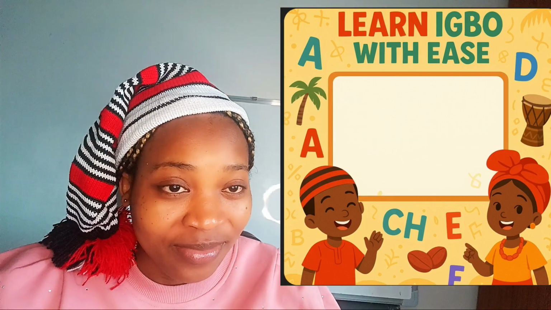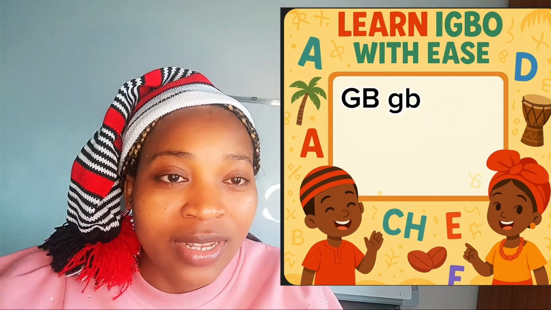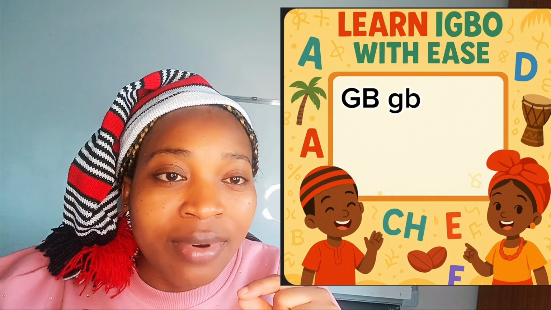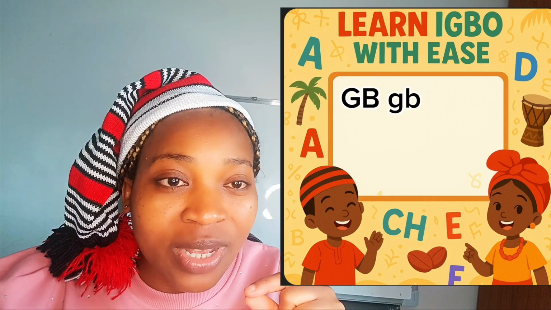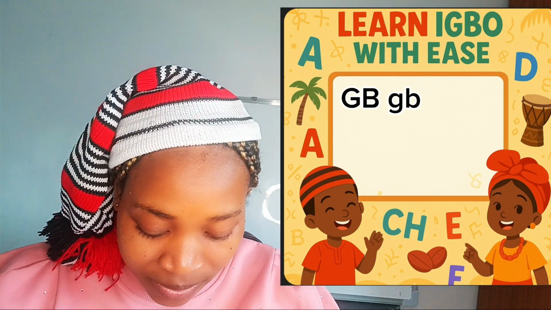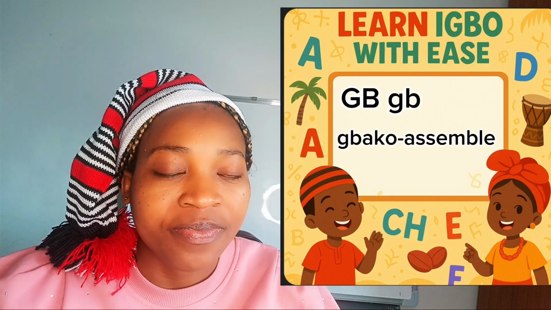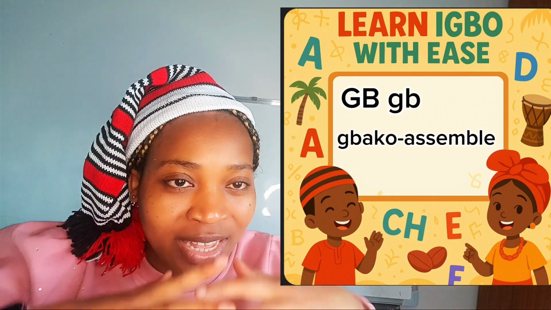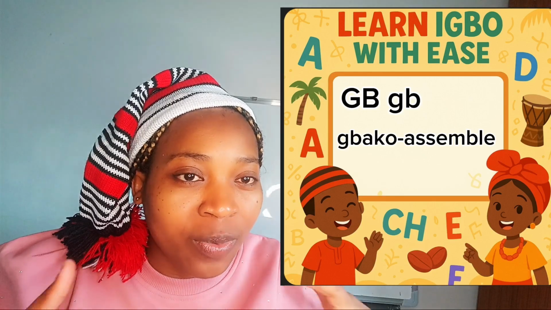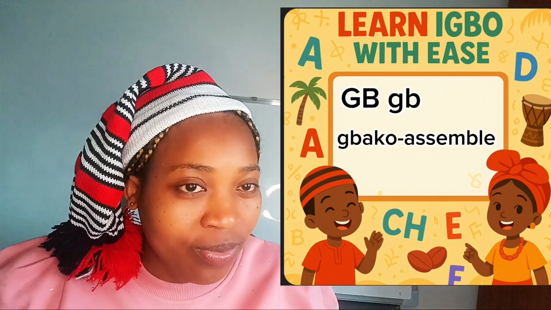After G, don't be confused. We have gb. See how to pronounce it. Gb. Bring your two lips together. Gb. Can you do it? So gb can be for gbako, that is come together, assemble. When you tell people to assemble, when they come together, it means gbako.